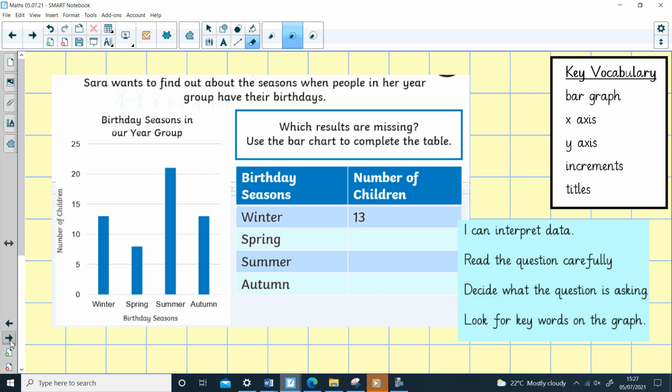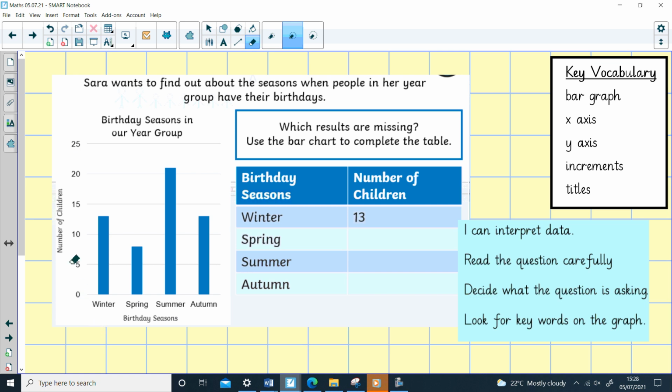this graph shows the seasons that children have their birthday in a year group. So the title at the top here tells us what the graph is about. Then we've got the x-axis along the bottom that has the seasons on, and then we've got the number of children at the side on the y-axis.